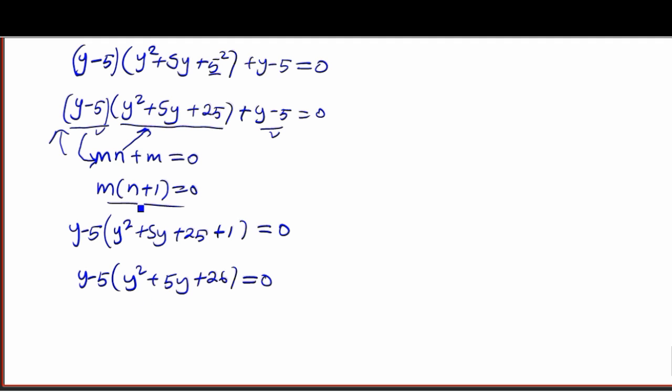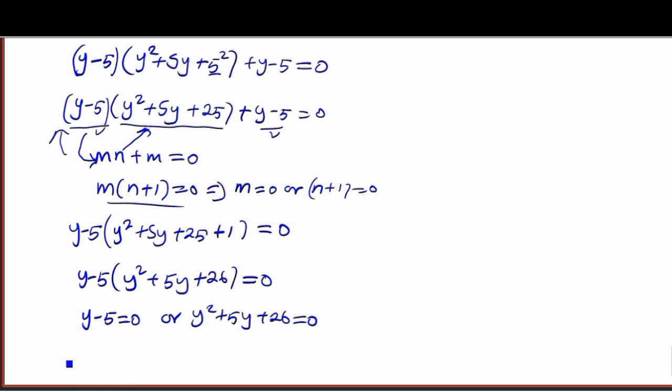Now if you have such an equation, then this one implies that either m is equal to 0 or n plus 1 is equal to 0. So applying the same here, we shall have y minus 5 is equal to 0 or y squared plus 5y plus 26 is equal to 0. Now from which here y shall be, if this one crosses, it becomes y is equal to 5.